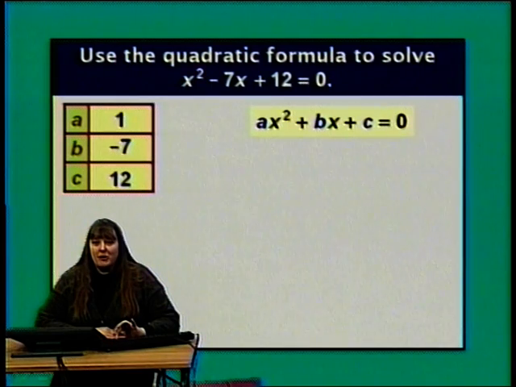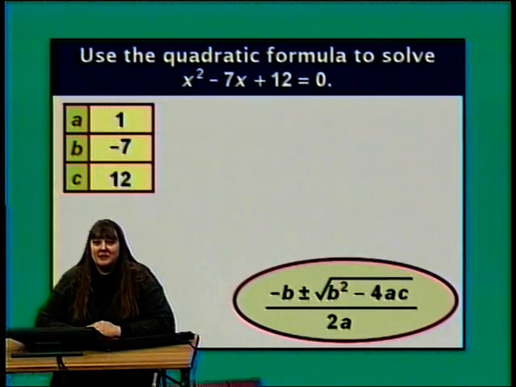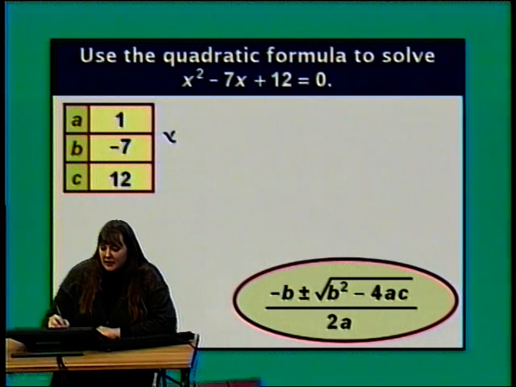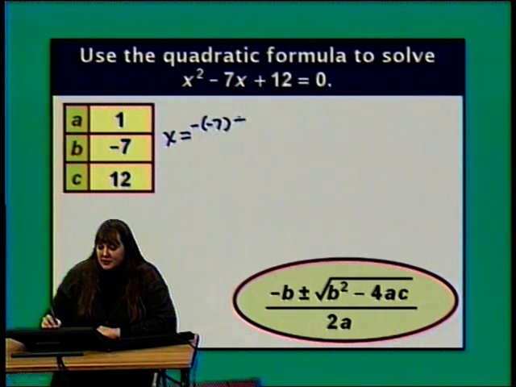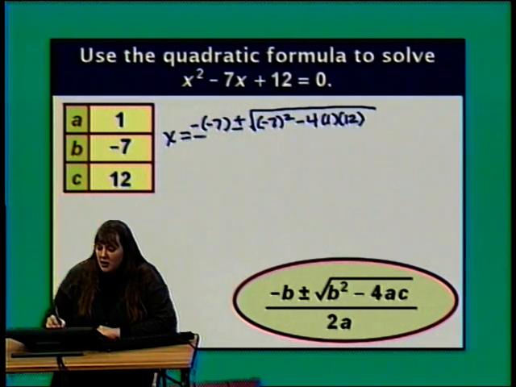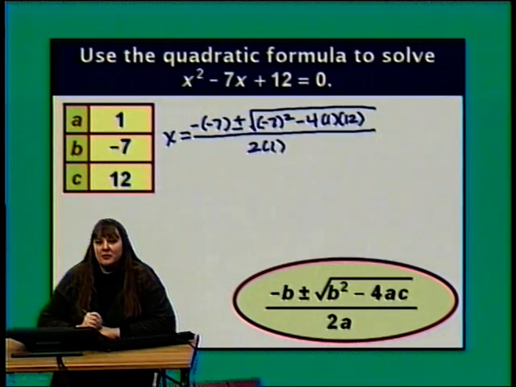So I need to apply the quadratic formula. You should write this down on your paper. So x is going to be the opposite of b, that's the opposite of negative 7, plus or minus the square root of the quantity b squared, so that's the square of negative 7, minus 4 times a, which is 1, times c, which is 12. And all of this is over 2a. In this case, that's 2 times 1.